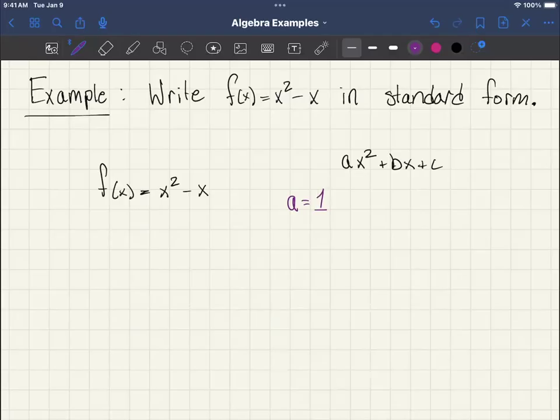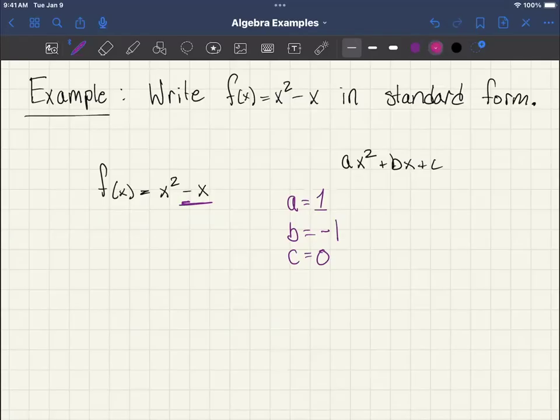Our B value: notice we have a negative sign here, so B is negative 1. And we don't see a third number in our formula, which means that our C value is 0. So now we know A, B, and C. This is going to give us some information that we're going to use to move into the standard form.